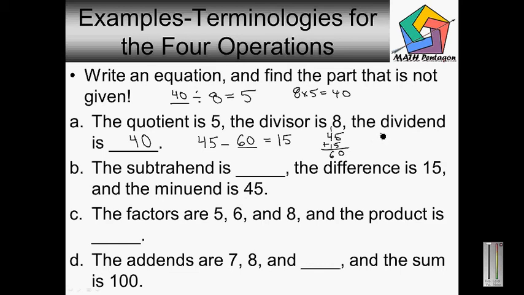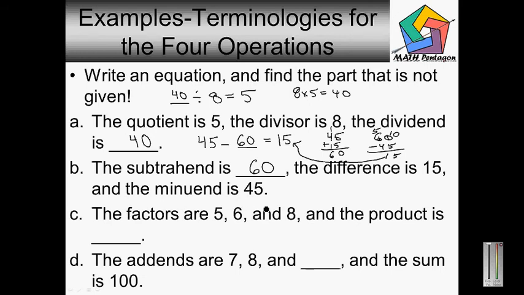So you could even check this out. 60 minus 45 is, you borrow from 0, so 10 minus 5 is 5. Borrow from 6. 5 minus 4 is 1. As you can see, it checks out. 15 and 15. So our subtrahend is 60. So that's our final answer to that question. Okay, let's go to the next question.